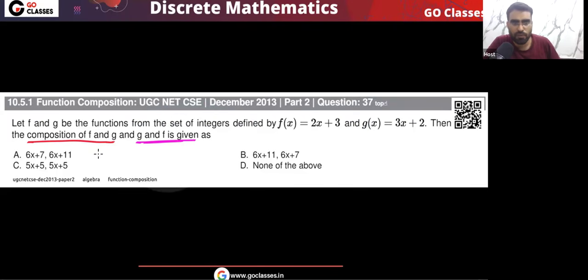Now, first of all, I want to ask one thing. Let's find fog, comma, gof. Read this question. This is a UGC NET 2013 question. F comma g are given to you. This f is from integers to integers and g is from integers to integers.